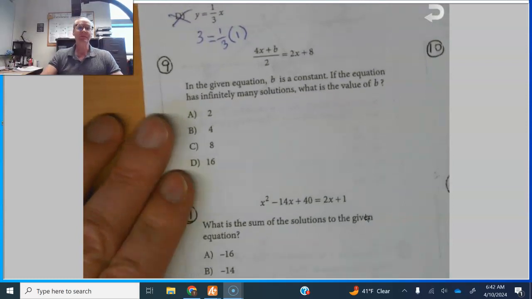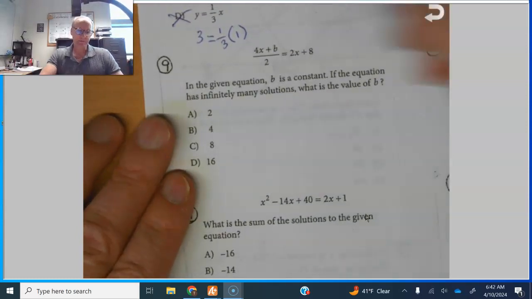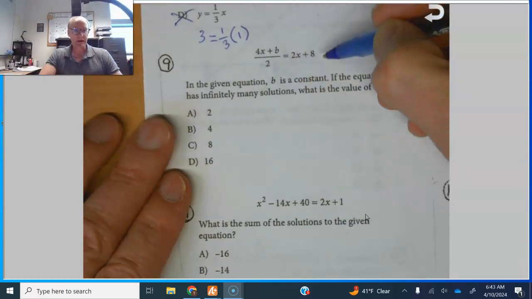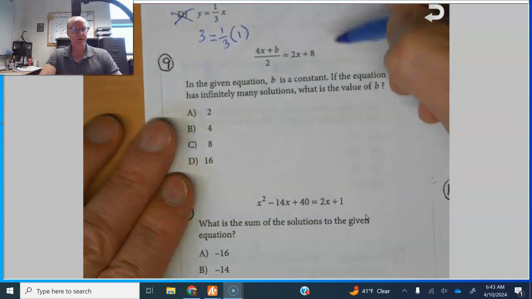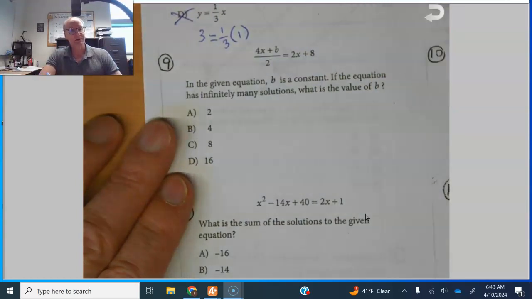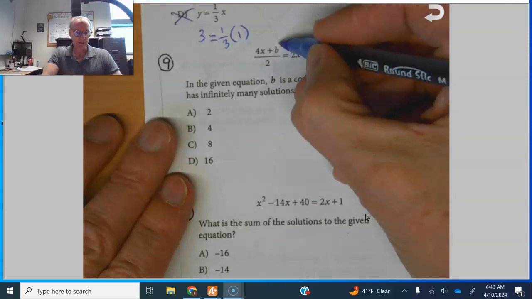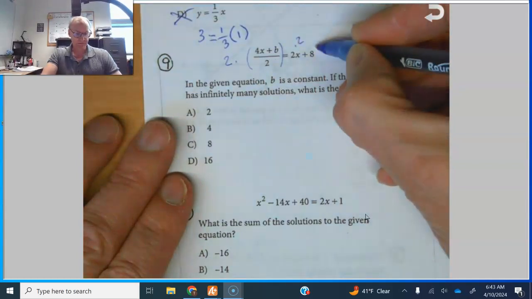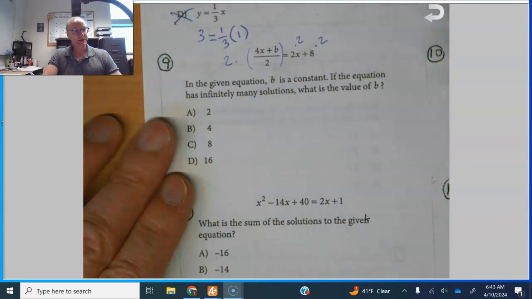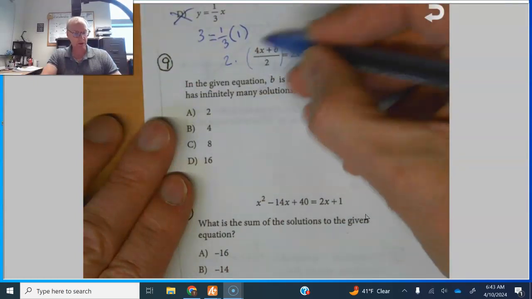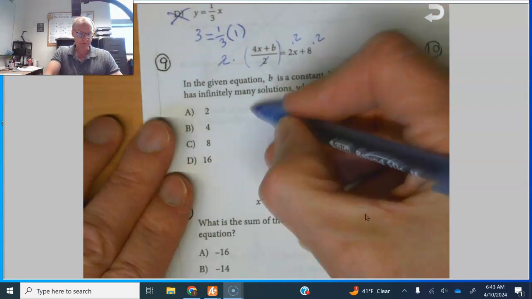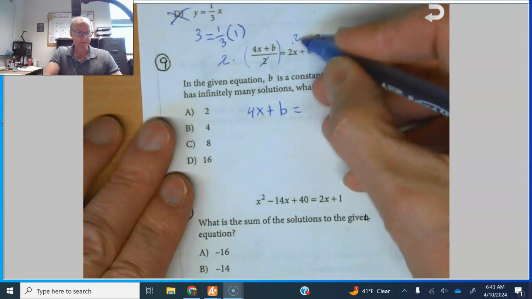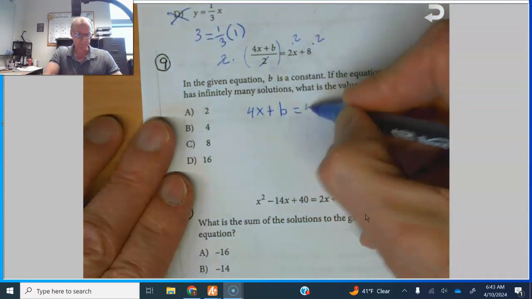Number 9. Oh, okay. I really like this one. A lot of people get confused because they've got this darn 2 in the bottom right there. Whenever you have fractions in an equation, you can always multiply all the terms by the denominator. So what I could do is multiply by 2, multiply by 2, and multiply by 2. What you need to be careful of is that this is one term altogether. The 2 cancels with the 2 to give me 4x plus b is equal to 4x plus 16.